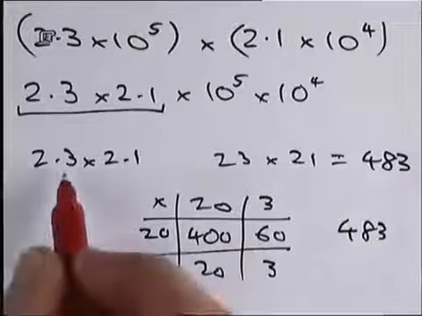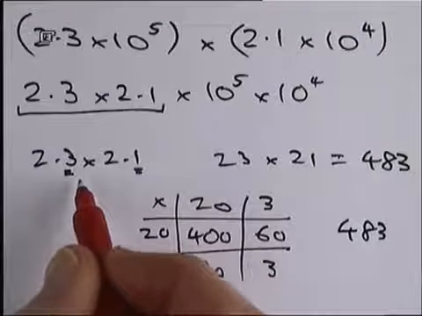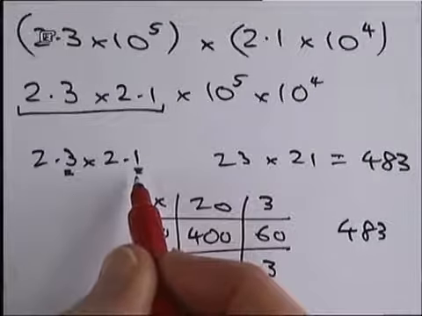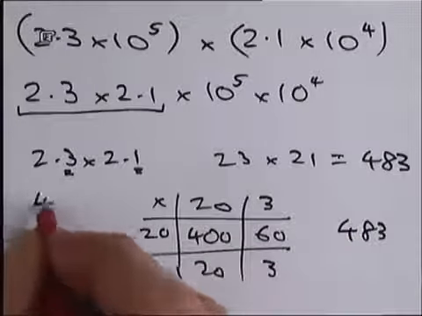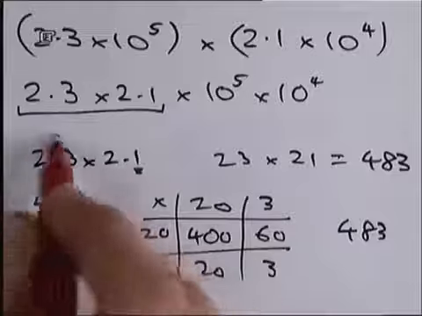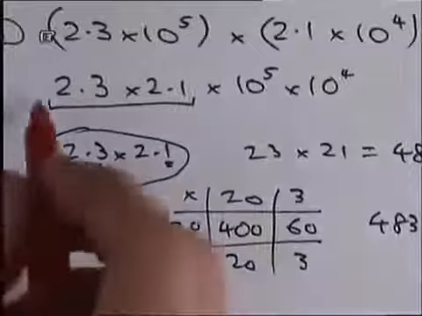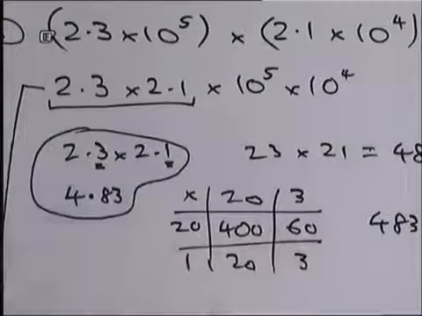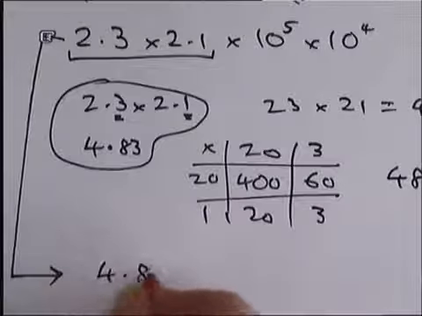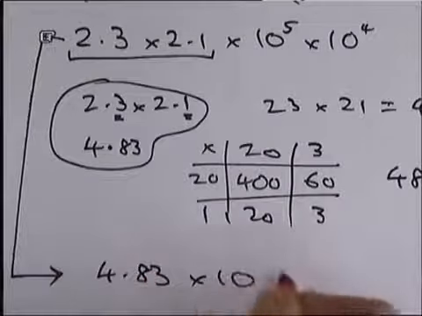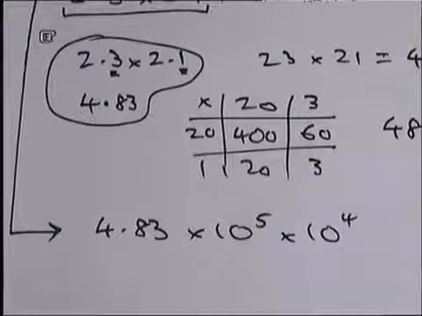The question I was trying to do was 2.3 and 2.1. And I've underlined here two digits that were after the decimal point. So for the answer I need, two of these need to be after the decimal point. So that will be 4.83 will be the answer to that sum. So I've just worked out that the 2.3 times 2.1 is 4.83. And I've still now got to deal with the 10 to the power of 5 times by the 10 to the power of 4.